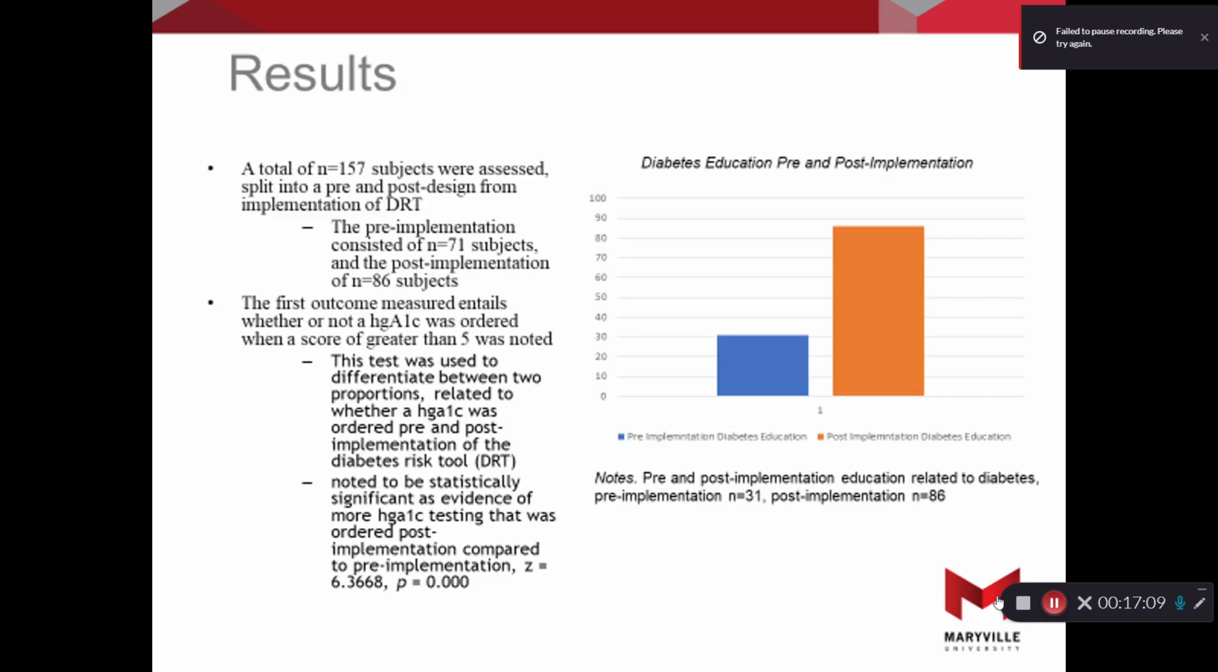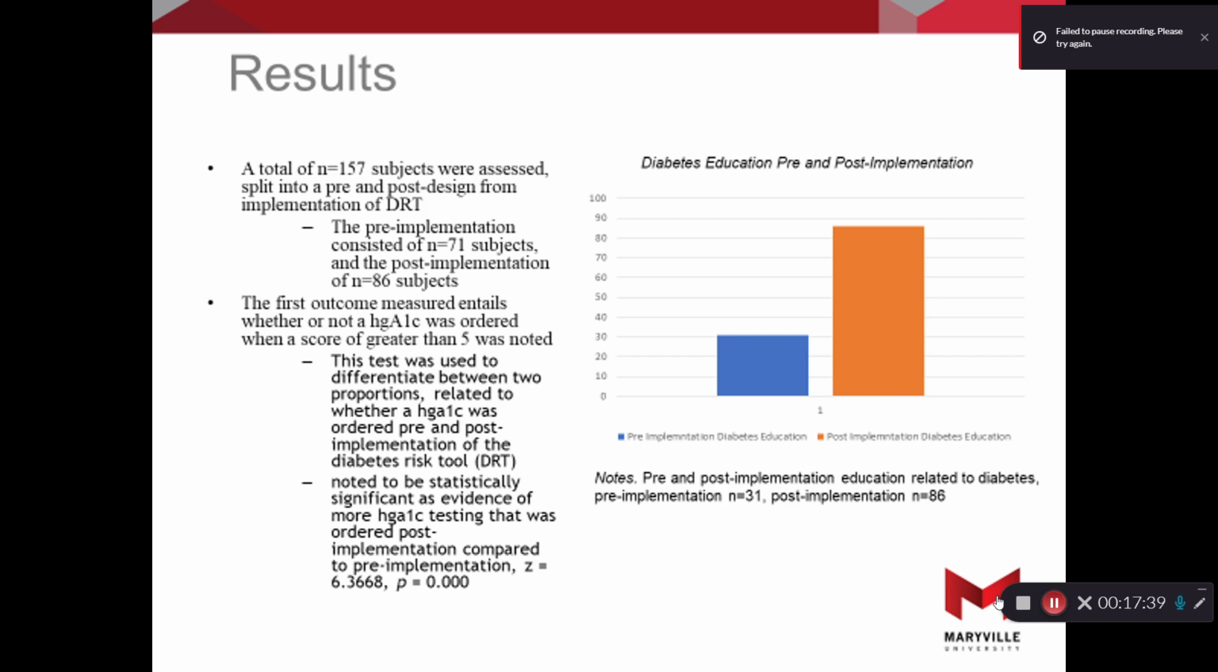Go into a little bit more detail about it. So the Z test was analyzed, and the results were appropriate and sufficient to provide support to continue this test. This test was used to differentiate between two proportions related to whether hemoglobin A1C was ordered pre and post implementation of the DRT. Upon the analysis of the DRT, it was noted to be statistically significant as evidence of more hemoglobin A1C testing that was ordered post-implementation compared to pre-implementation.